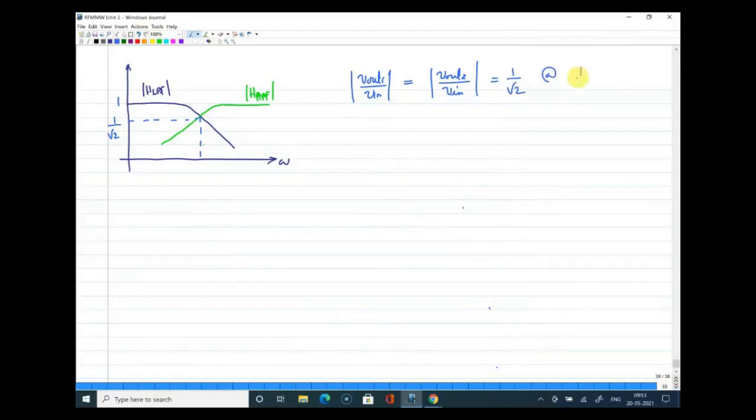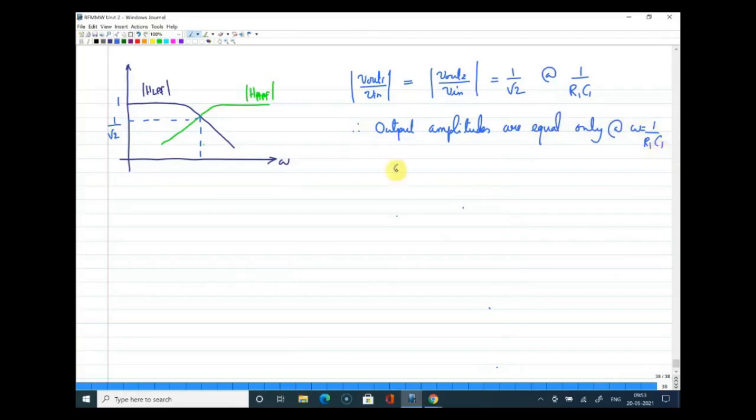That is, this will only happen at 1 by R1 C1. That means, what is the meaning of this? The output amplitude. So if you are using this for a 90 degree phase shift operation, the output amplitudes are equal only at this particular omega. So the output amplitudes are equal only at this specific frequency, which is 1 by R1 C1, right?